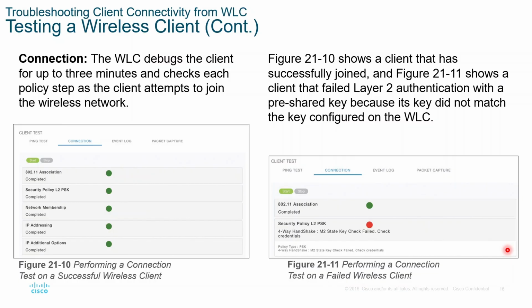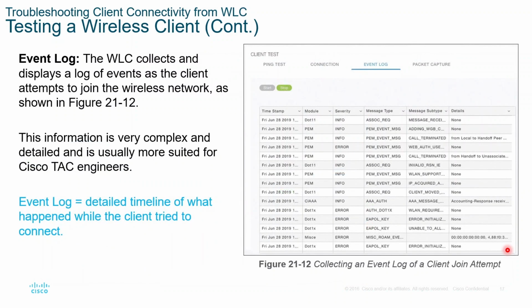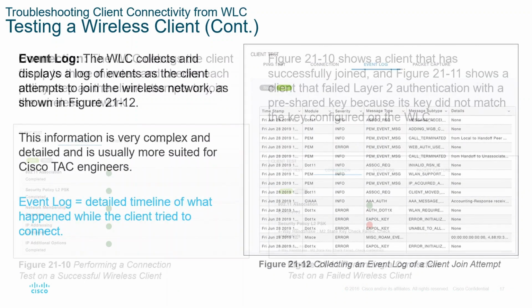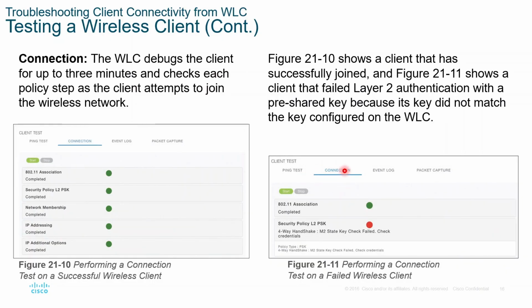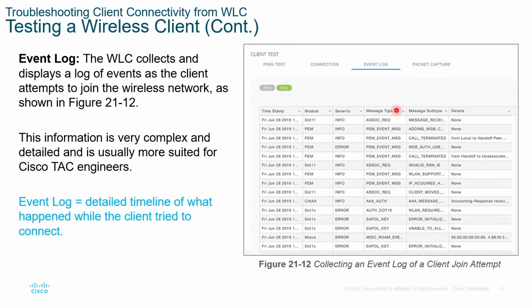So this is the main part for testing, how testing works. And then we have the more detailed part. After we see the ping test and there is a connection, we check the event log. We can see which part of the four-way handshake, okay, so we have the four-way handshake.